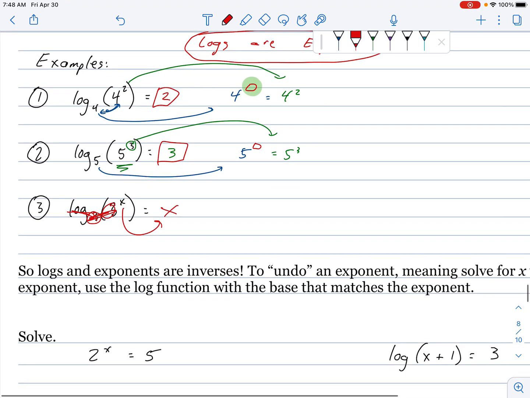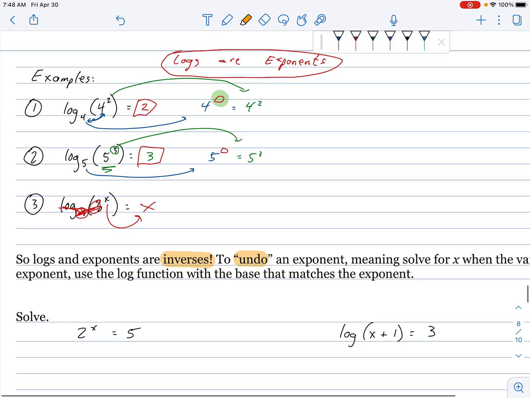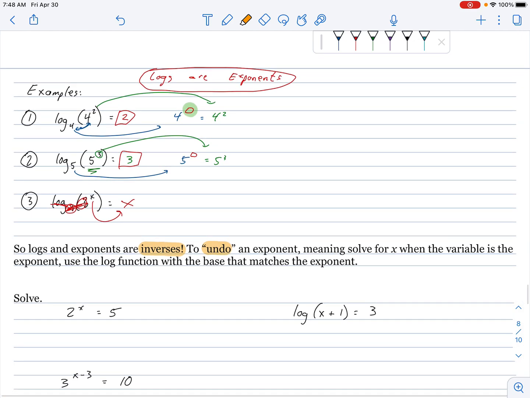Okay, so those are two properties, and this is just showing that they are inverses. They undo each other. So if you want to undo a log or undo an exponent, you need to use a log or use an exponent with the base that matches. That's the key thing. Just like if I want to multiply both sides by 2 or divide by 2, they're going to undo each other. Can't multiply or divide one by 2 or one by 3.